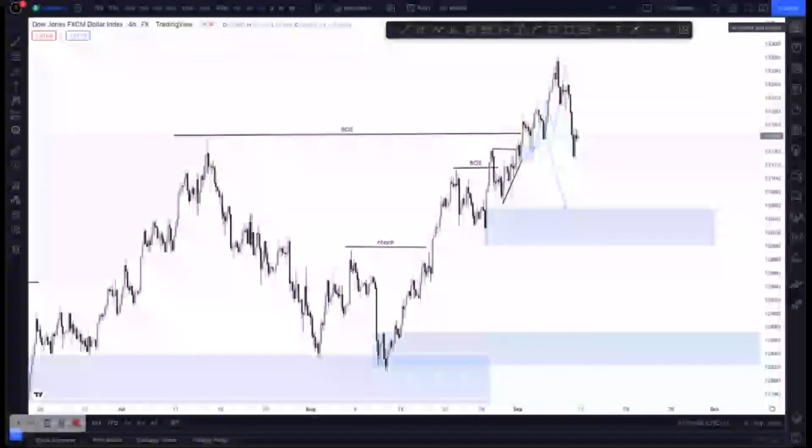Before heading to that, we're going to be looking at how our previous weekly outlook played out.